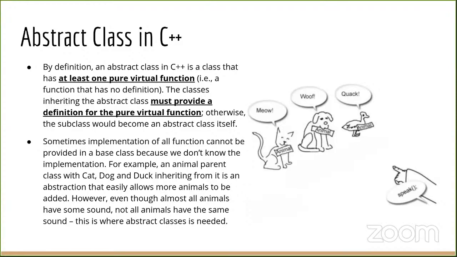So basically, abstract classes in C++ are used when we don't know the implementation of a function in the base class, but we can provide the implementation in the inheriting class.